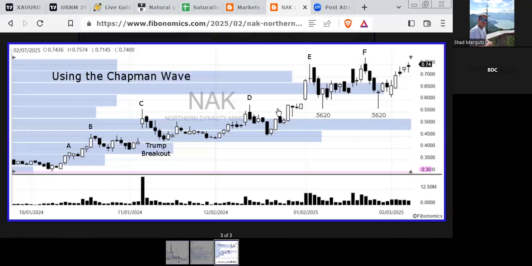Now, I'll point out just one thing here, which is kind of cool. This is what I call the Trump breakout. And I truly believe that's why this thing popped. This is the election day here when Trump obviously won. And if you were to take this all as one and say that's A, that's B, that's C, and that's D, my point is that a normal Chapman wave will usually at least go to the D level. So I just wanted to point that out.